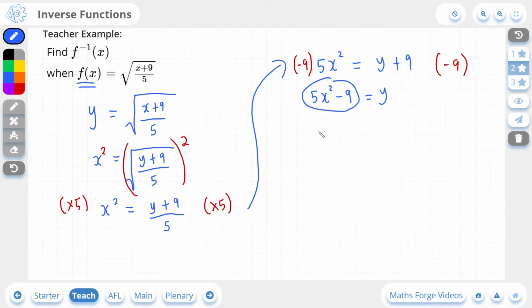And we finish it off by writing the inverse of f of x is equal to this expression here, 5x squared minus 9. And if you're wondering why we replace f of x with y, it's a very simple reason. It's just to make it easier for us to write out our working out. If you have to write f of x every time for every step of your working out, it gets a bit tiring. So it's easier to write y.